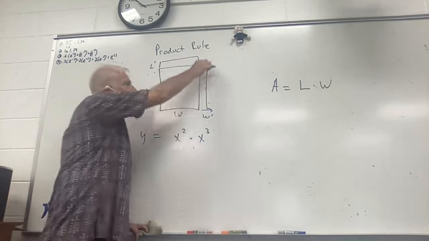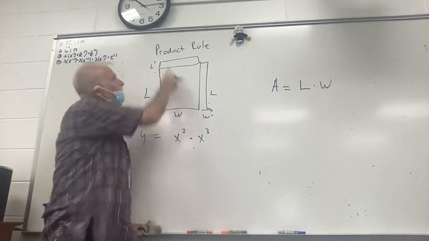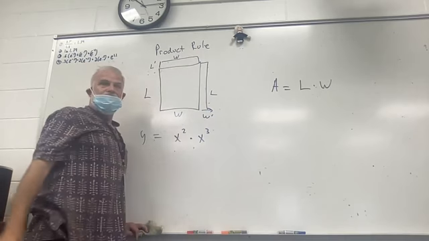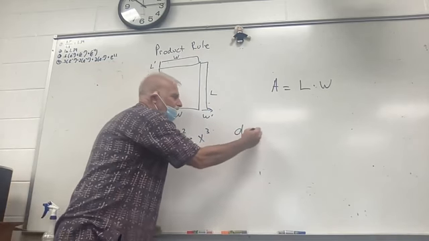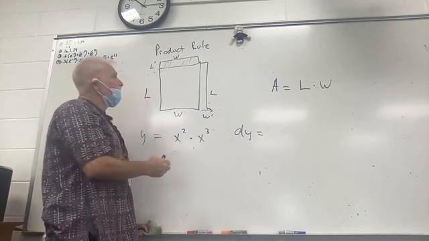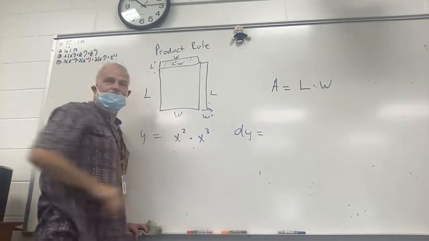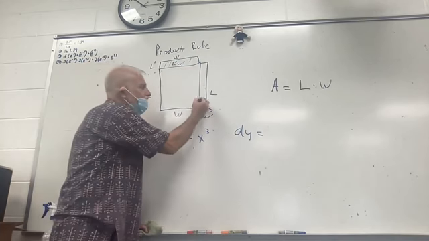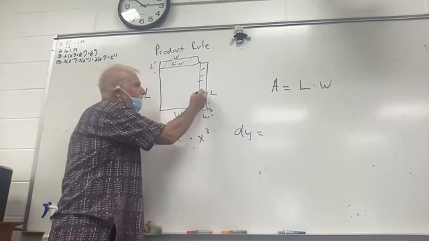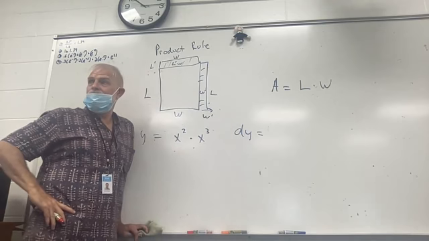So what is this length? It's the same as this. What is this width? It's the same as that. So what is the change in the area, which I'll call dy? That's this. It sure looks like it's L prime W, length times width, and this one is a dy, and that one looks like it's LW prime. Folks following the geometry here?